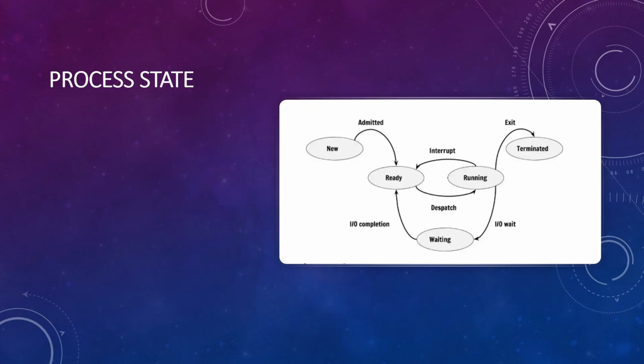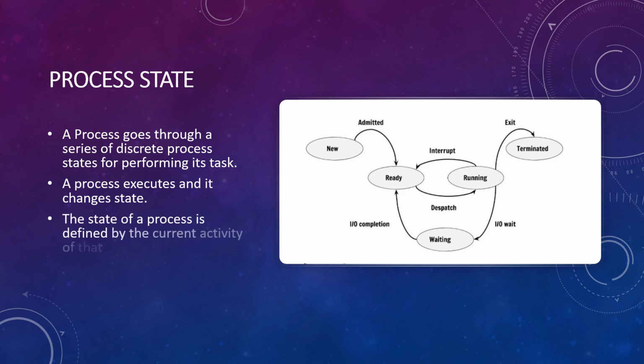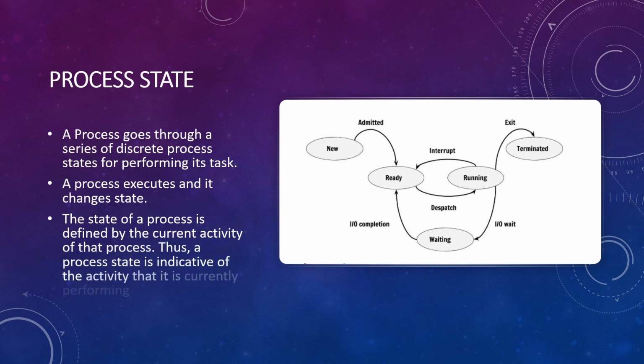Process state. The diagram represents the various states of a process. A process goes through a series of discrete process states for performing its task. A process executes and it changes state. The state of a process is defined by the current activity of that process. Thus, a process state is indicative of the activity that it is currently performing.